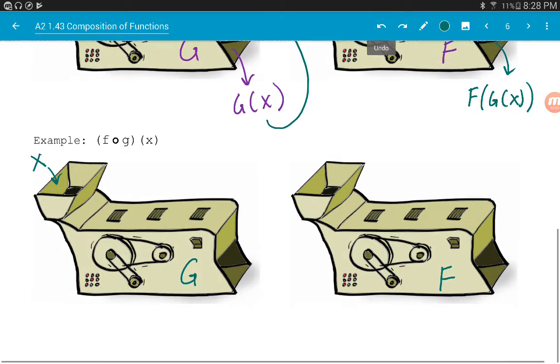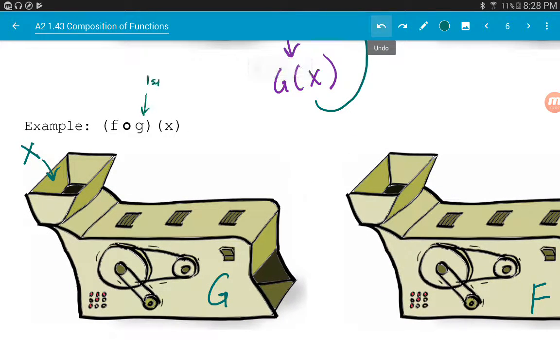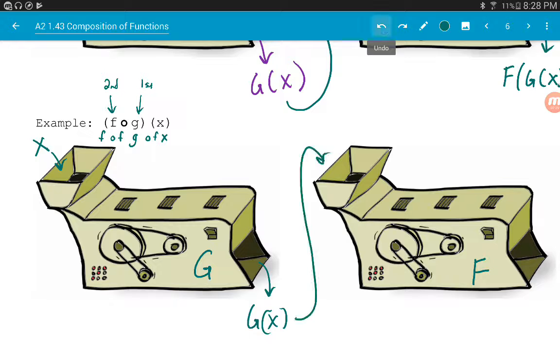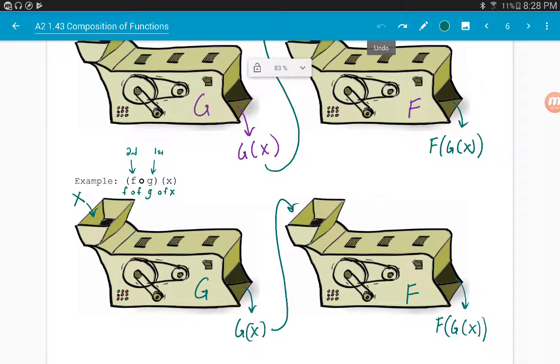Same thing with the other notation. This is pronounced the same exact way. g is still first, f is still second, and it's still pronounced f of g of x. Now the x goes into the first function, g, and what comes out but g of x. g of x is our new number. It's processed by the g function. That's our input to our next function. And what comes out is f of g of x.